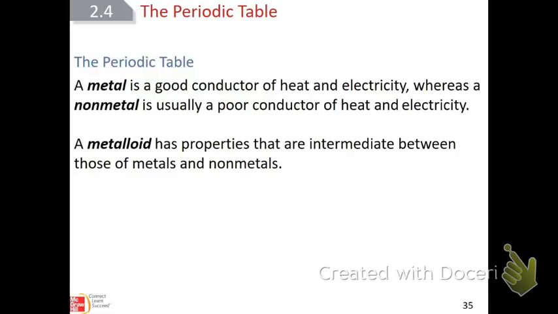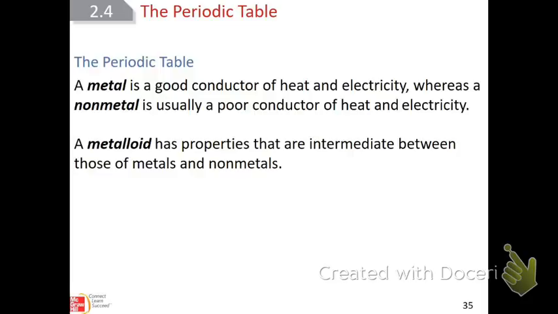And there are only 8 metalloids: boron, silicon, germanium, arsenic, antimony, tellurium, polonium, and astatine are the only 8 known. So it's not hard to learn those, or at least know where they are. They form like a stair step that separates the metals from the nonmetals on the periodic table.